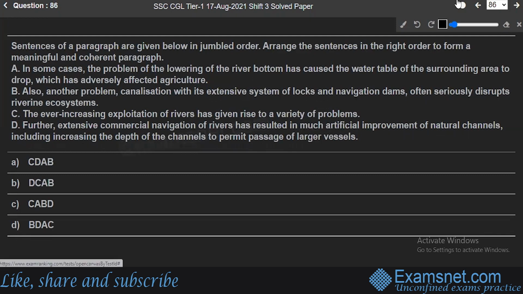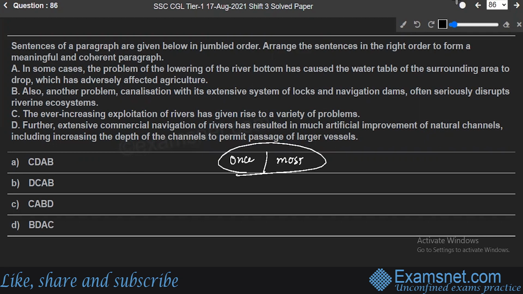Well, you have read all the sentences. You always start with the sentence which gives the whole paragraph a general idea, with words like once or most, something like these words are the ones which start the paragraph. In this, if I have read all the four sentences, sentence C is independent of any other sentence. This is a general sentence. It says about a variety of problems occurring due to the exploitation of rivers, right? So this is the first part of our paragraph, sentence C: The ever increasing exploitation of rivers has given rise to a variety of problems.